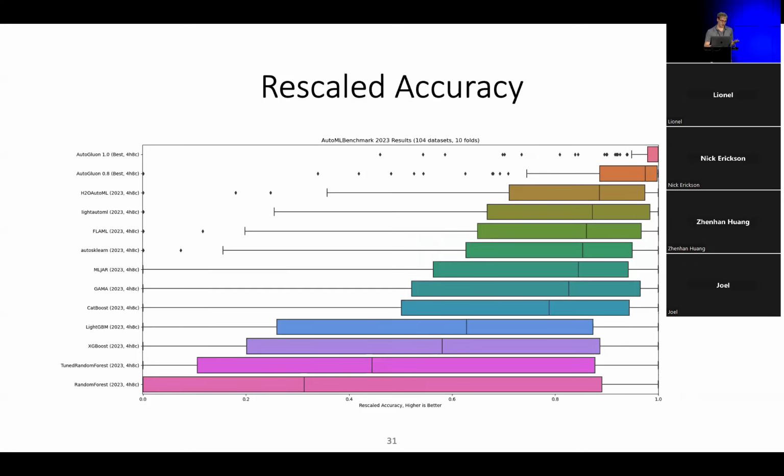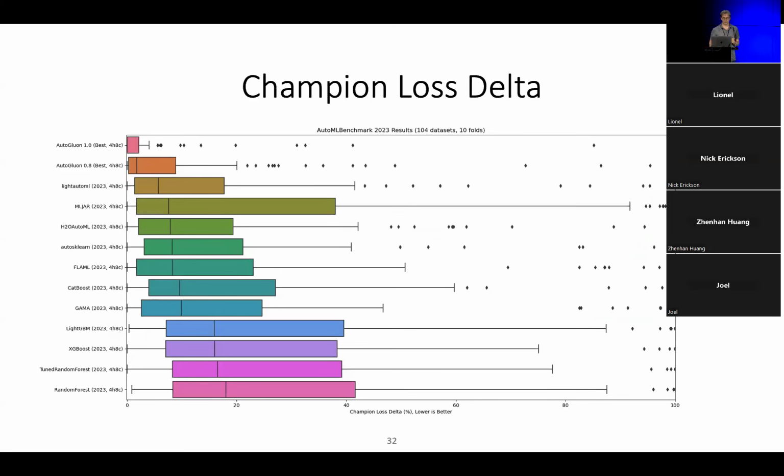Another way to visualize is rescaled accuracy, this time as a box plot. You can see that the dynamic stacking and TabRepo portfolio has greatly increased the consistency of AutoGluon if you compare AutoGluon 1.0 with 0.8. And similarly with champion loss delta, which is basically the percentage more error that the champion method has than the system shown here is what this means.